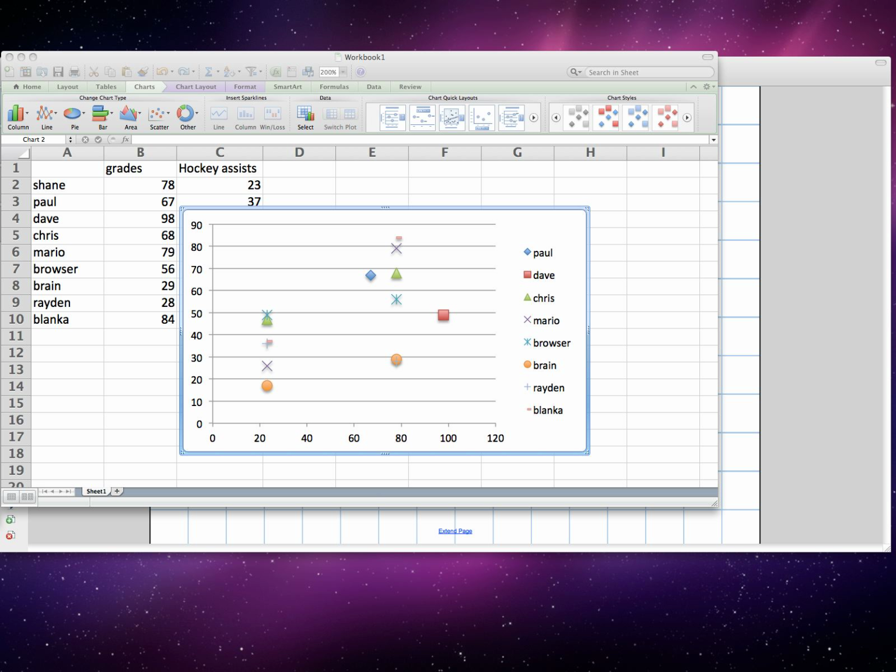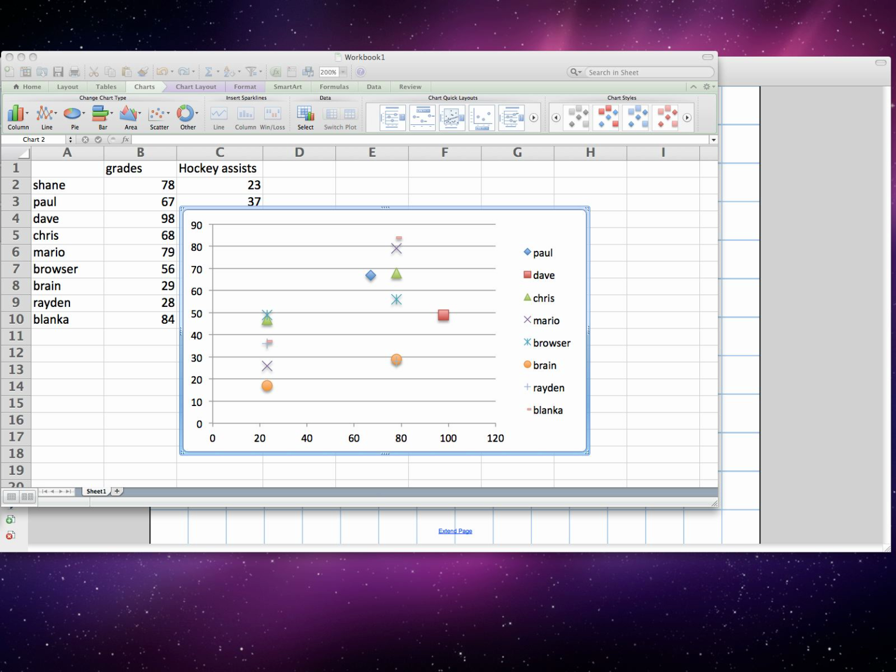At the end of this, you're going to set up, it'll have Paul, Dave, Chris, Mario, Bowser, Brian, Raiden, and Blanca. Our names will actually be here. So this is Paul. I think Dave was actually set up properly. So if you notice, Dave had almost a 98%, and he had almost 50 assists. So he ends up there on the scatter plot.